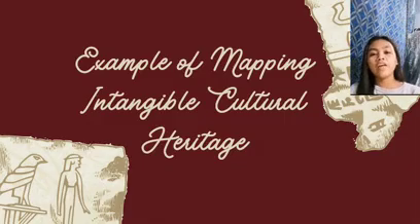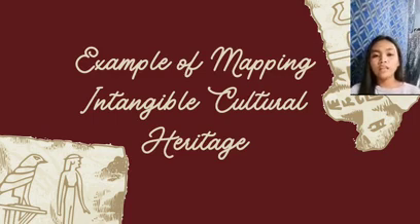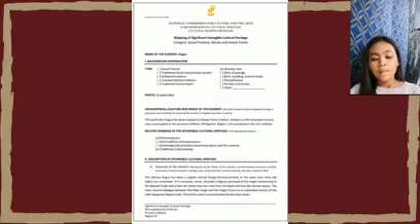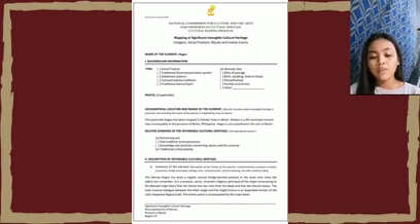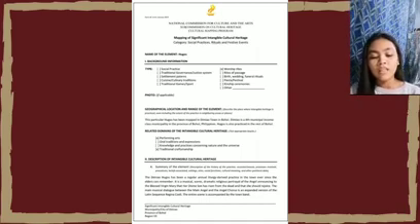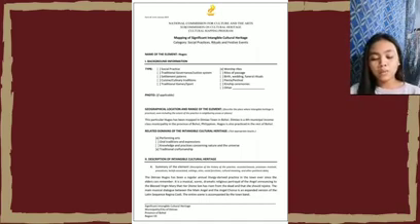So here are the examples of intangible cultural heritage. Mapping of significant intangible cultural heritage, its category is social practices, rituals, and festive events. So the name of the element is Hugus.